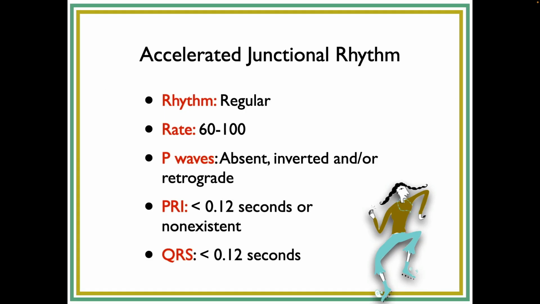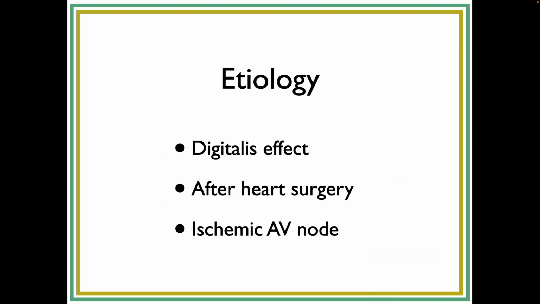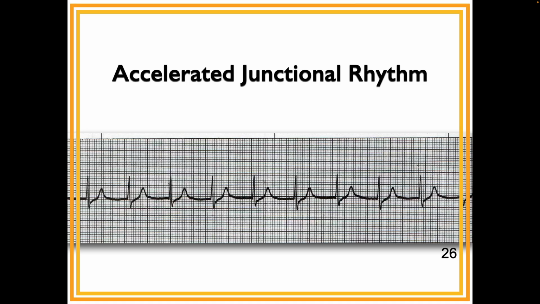Okay, so here's our formal criteria. The only difference between this slide and the junctional rhythm slide is that I added accelerated and I changed the rate to 60 to 100. Other than that, it's exactly the same. I'll let you read that. And then this is what it looks like. Again, no P waves, quite regular, narrow complex. And in this case, I think the rate here is about 80. So it's faster than 60, but slower than 100. It's an accelerated junctional rhythm.